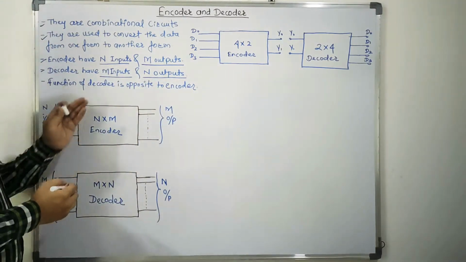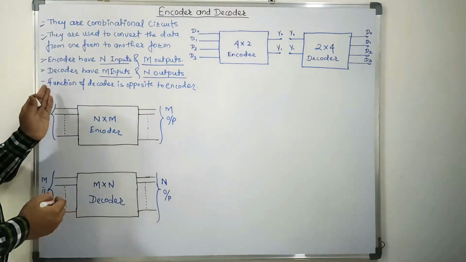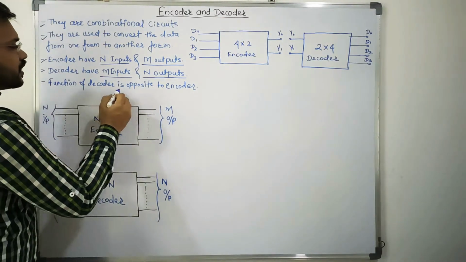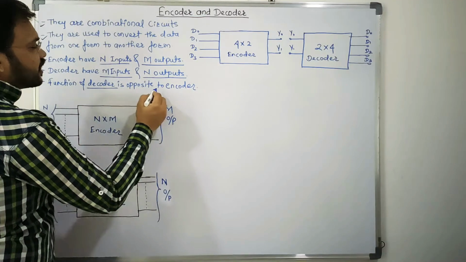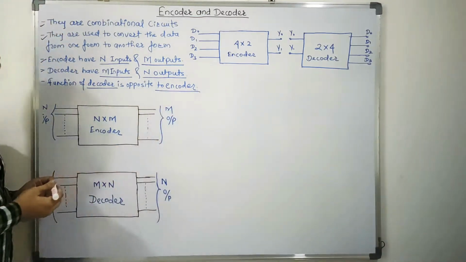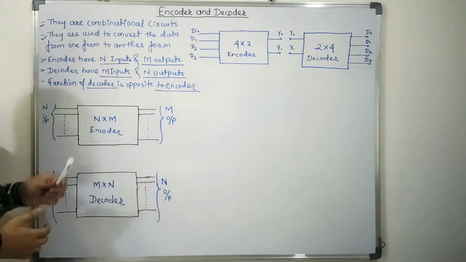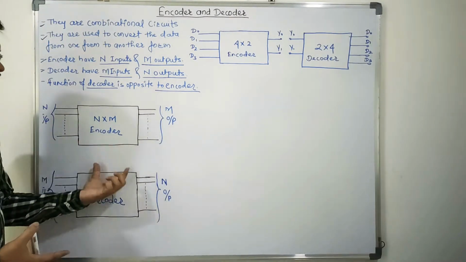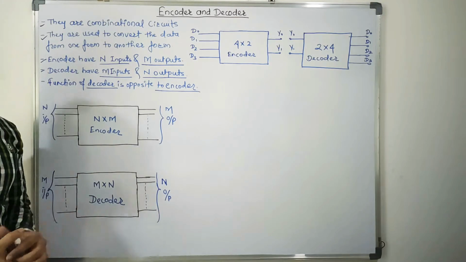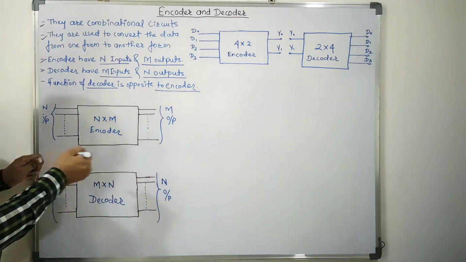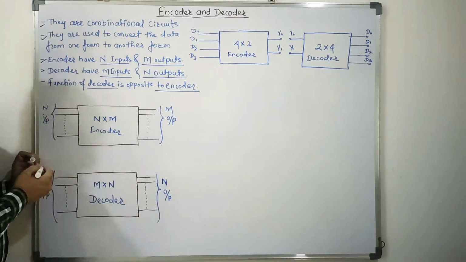So from this discussion, we can say that the function of the decoder is opposite to the encoder. So we have these two block diagrams of the encoder and decoder. First we'll discuss the encoder.